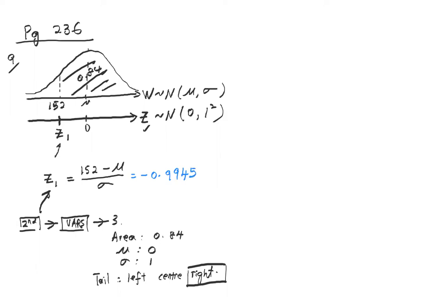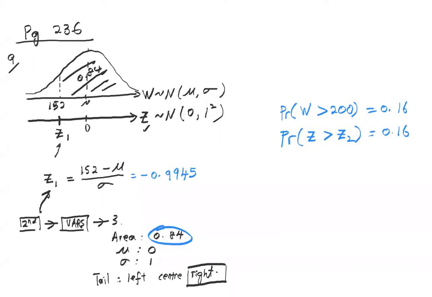So from here, I get one equation. Okay, now, same thing. Do the same for the next one. That is probability of W more than 200 is equal to 0.16. So probability of Z more than Z2 is equal to 0.16. So what you need to do is change this area to 0.16.